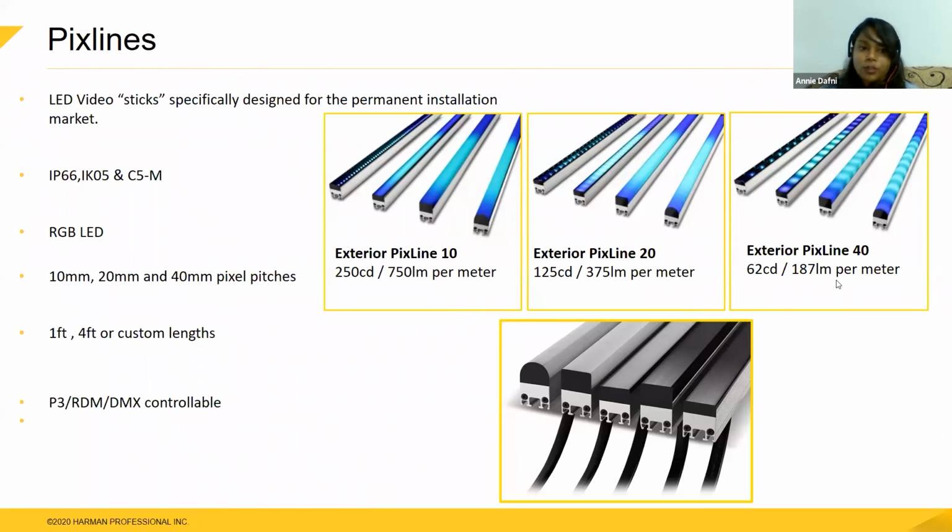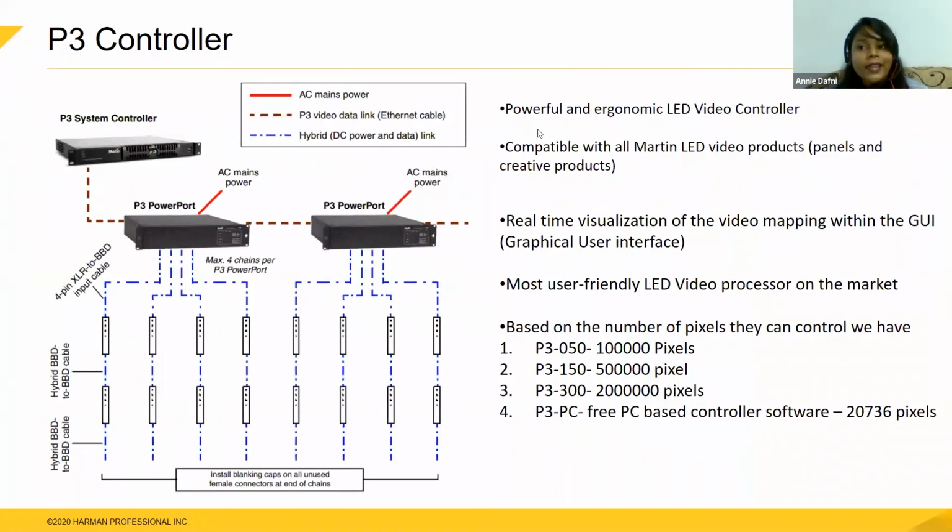They are all RGB LEDs, and they come with different variants of diffusers. Clear, flat, square, and round diffusers can be used. Since these are fixtures used for permanent installation, we need to decide on the diffusers while placing the order itself. They can be driven through the P3 controller, which is Martin's proprietary LED video controller, or in other cases they could also be controlled through RDM or DMX when you don't have a video application.